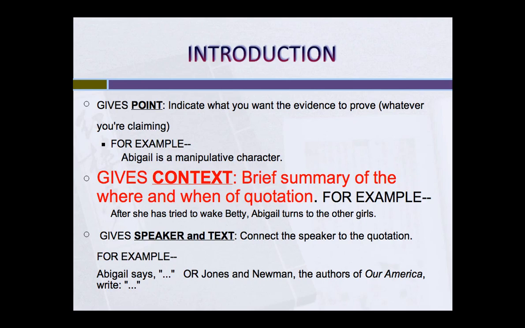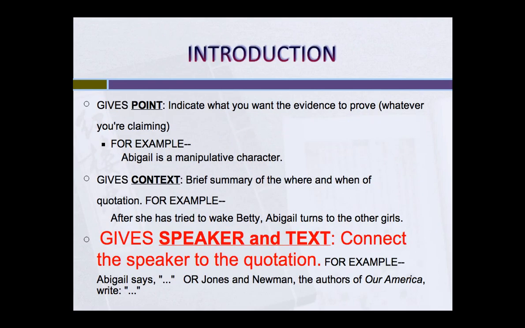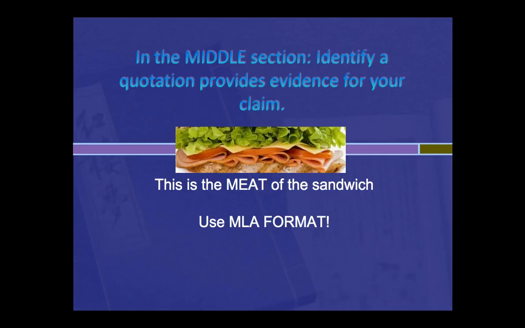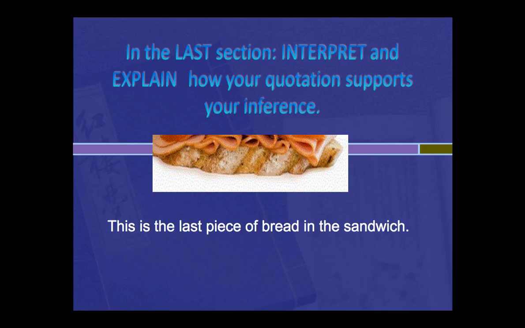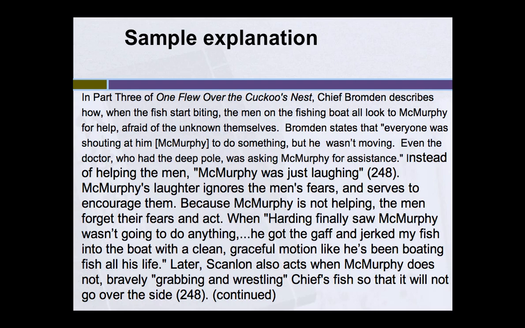That is the point. The context, of course, we've got where this is in the book, and then we've got the speaker in the text. We've got Chief Bromden stating all this. Okay, the quotation itself, we've already given you that. So finally, here's the interpretation and explanations. I'll show how this ties the sandwich together. Again, it's going to interpret the quotation by explaining the facts leading to the inference and explain how the quotation supports those. So check it out.